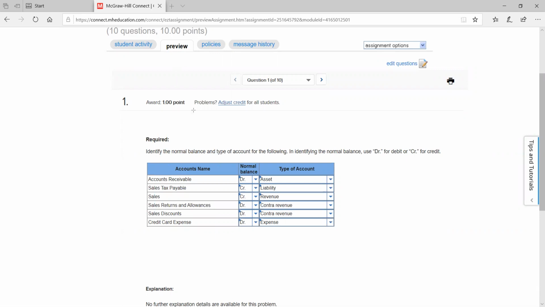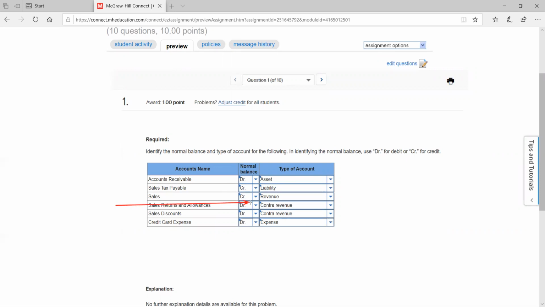So let's go through these one by one. We've got accounts receivable. Notice that's an asset, so it should have a debit balance. Sales tax payable is a liability, so therefore it's a credit balance. Sales, that's going to be a new account. That's a revenue account, so that'll have a credit balance. Sales returns and allowances, that's a debit balance.